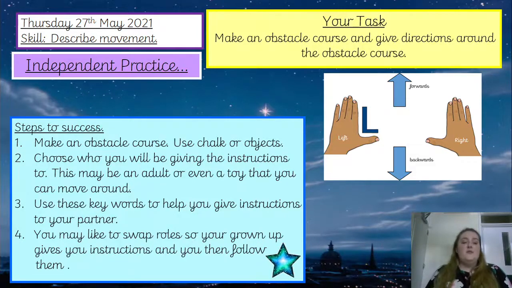So once you have made your course then, you are going to be given the instructions first, okay? So you can give the instructions to an adult, or you can give the instructions to a toy. So you might move your toy around, okay? If you don't have an adult that is free to be able to do this with you, then you can do it with a toy instead. And I'd like you to use your keywords here. So we've got forwards, backwards, left and right. And I would like you to be using these to direct your adult or sibling, if you have a sibling at home, or your toy around your obstacle course, okay?